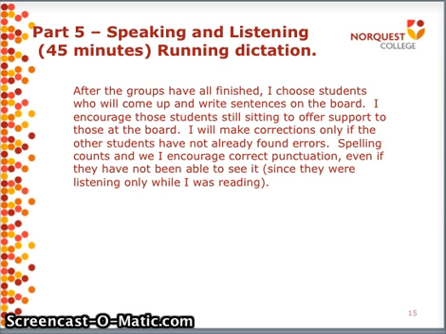And this is a challenge because they have not seen the sentences, they have just been listening to me read them. As they go up to the board, I make corrections only if the other students don't find the errors. In this way, I find that they are the most supportive to each other, they have fun, the peer teaching element is very special in my group and I really love to see it. I will only make corrections if they are unable to find them themselves.